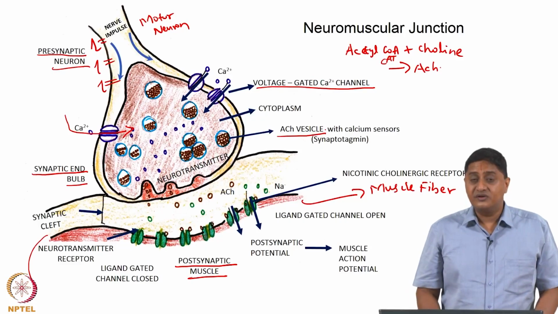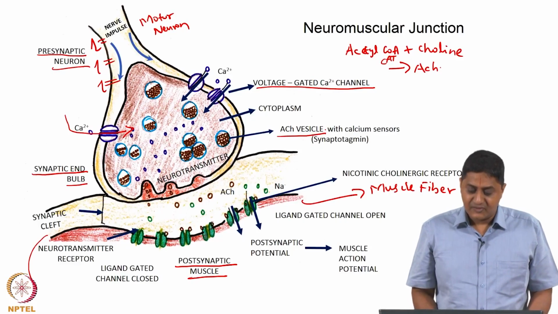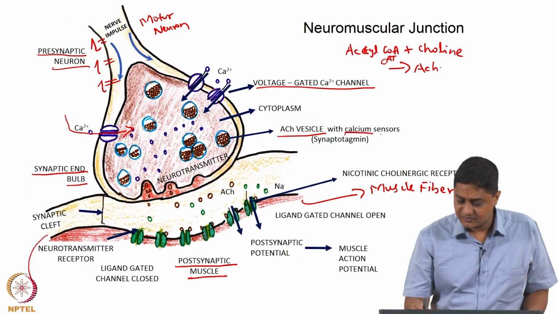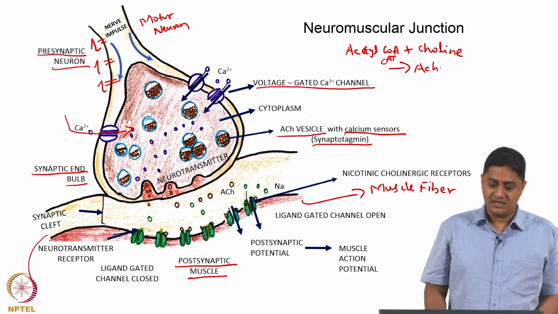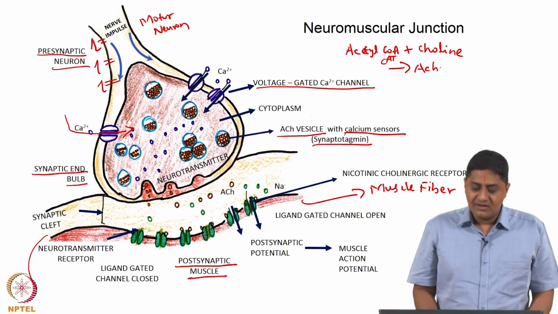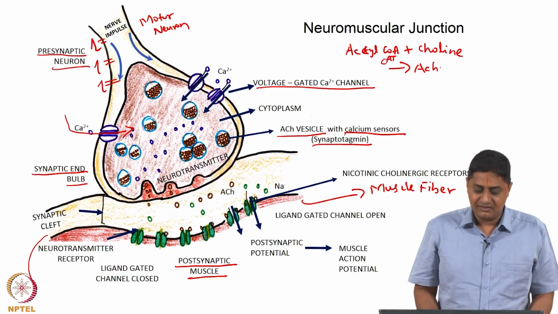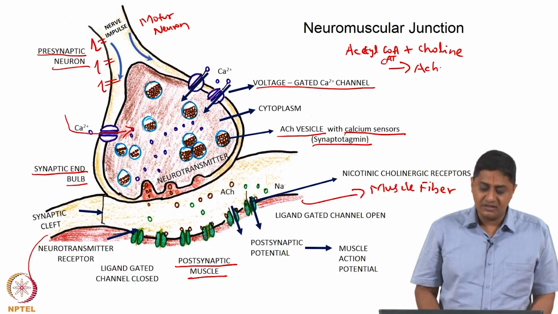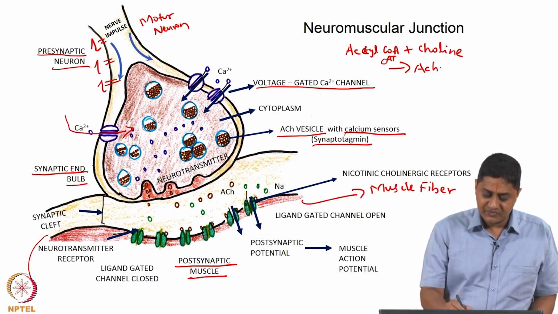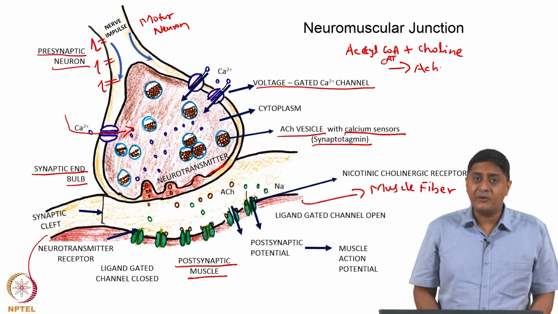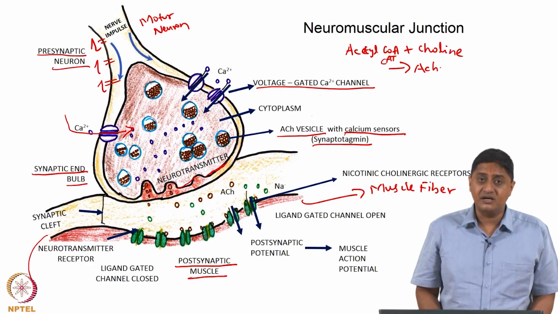Okay. So, it is packed into acetylcholine vesicles, and these acetylcholine vesicles have special calcium sensors called synaptotagmin. These calcium sensors detect the presence of calcium. When the calcium level is higher, they move the vesicle closer to the membrane, fuse with the membrane and then open on the outside, releasing the chemical acetylcholine on the outside through a process called exocytosis.